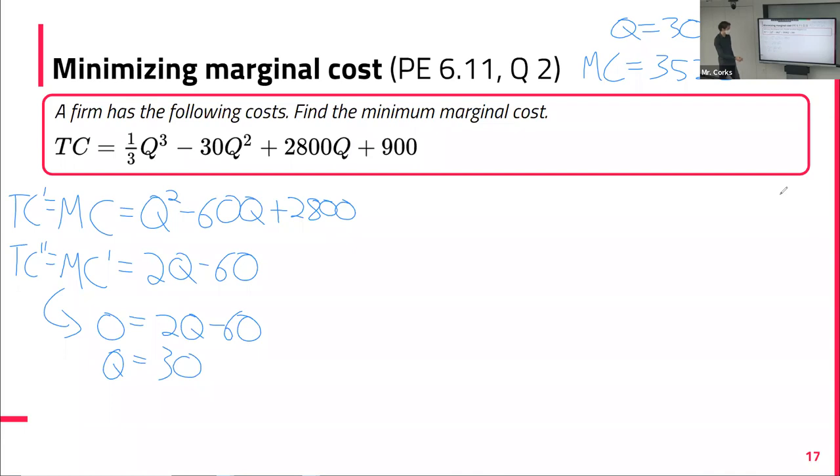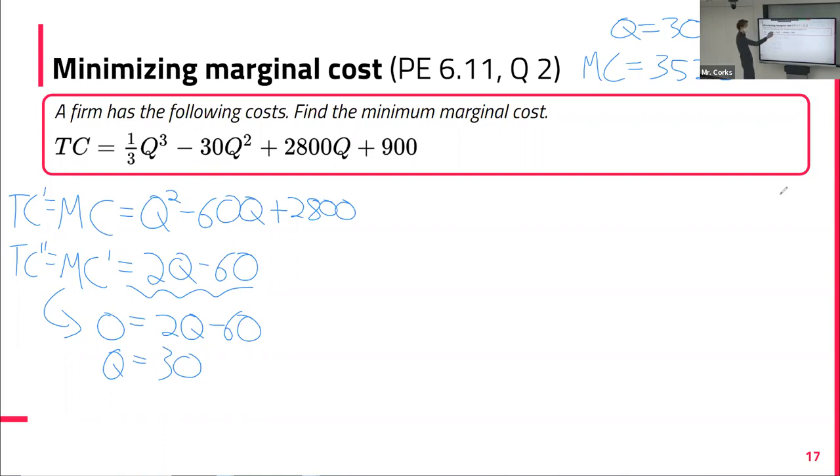That's actually pretty quick. By the time we do a second derivative, this function gets not very complicated. It's just no exponent even. We can solve that pretty easily. So there's the Q, 30. That's where our minimum marginal cost is happening. And now what do we need to do?